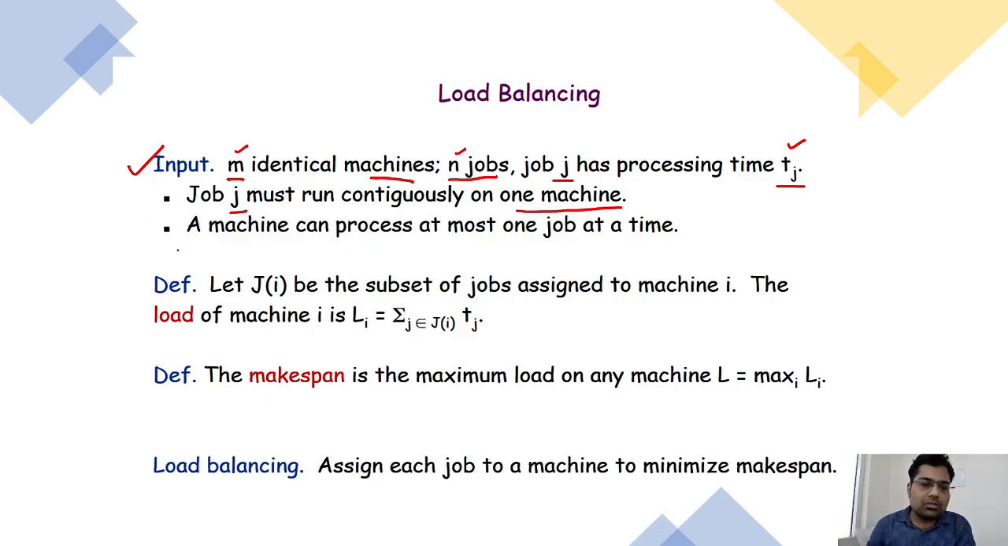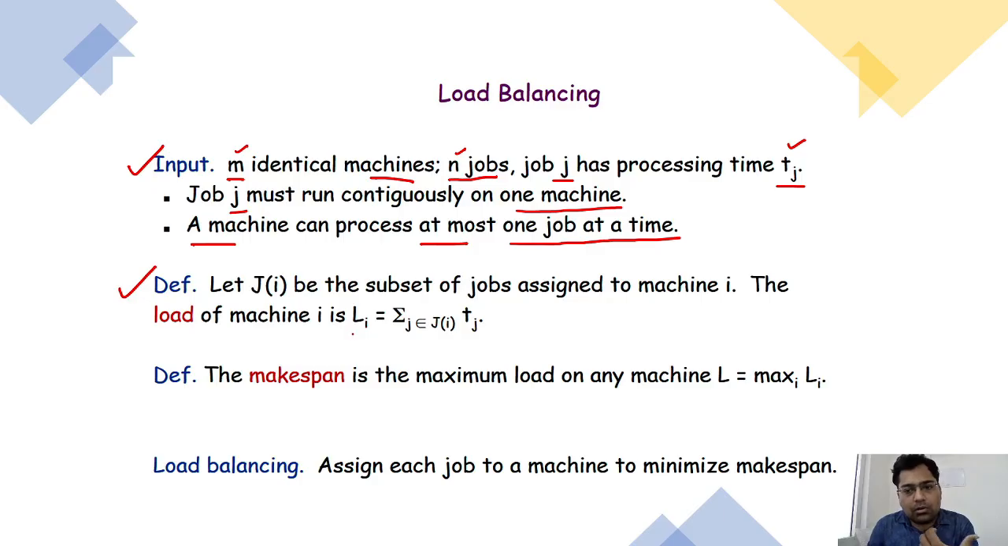Next, a machine can process at most one job at a time. At the time the machine is allocated to a job, the job has to complete. Once it is completed, then we allow other jobs to come. Based on certain rules we will decide that, and I'll definitely go through it, which will be better to understand.